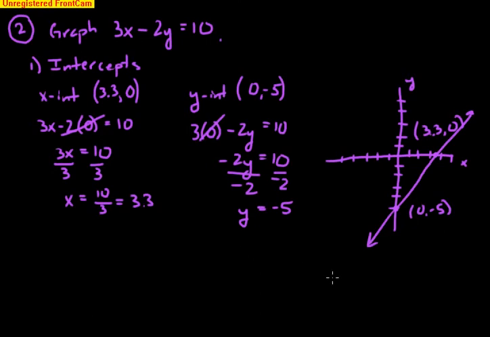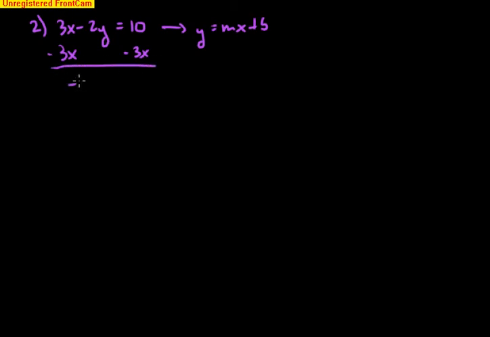Now let's use the same equation, but let's find it by putting it in slope-intercept form. Okay, so this is the second way. So our equation was 3x minus 2y equals 10. We want to make this become slope-intercept form. Y equals mx plus b. First thing I would do is I would subtract the 3x from both sides. Negative 2y equals negative 3x plus 10.